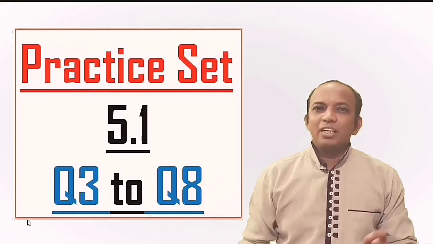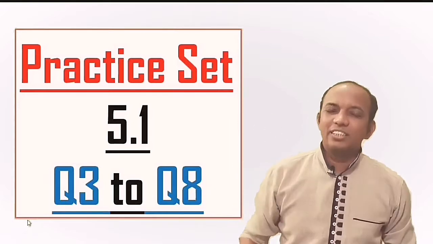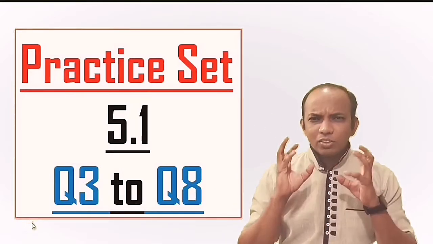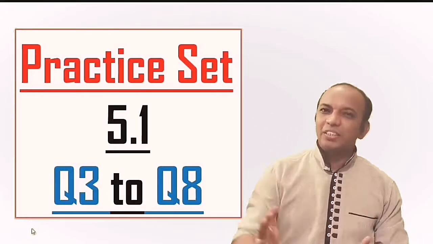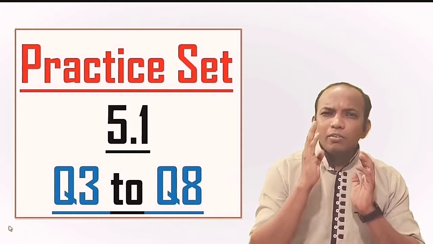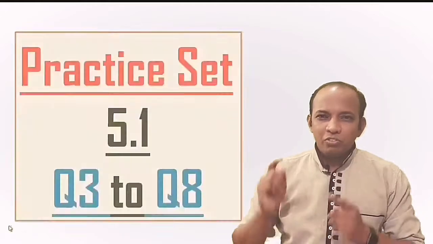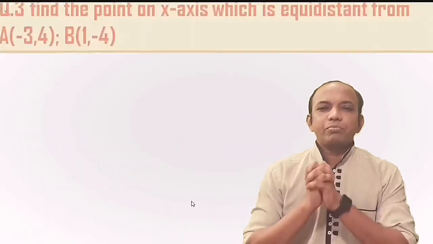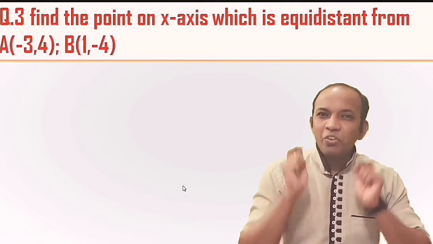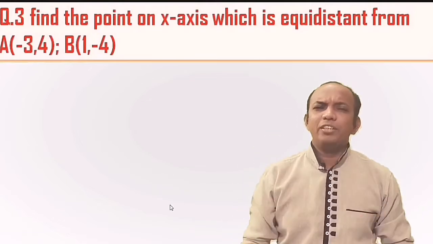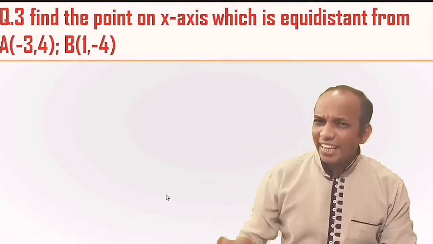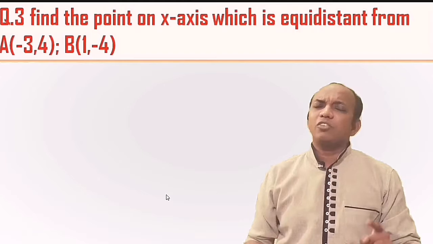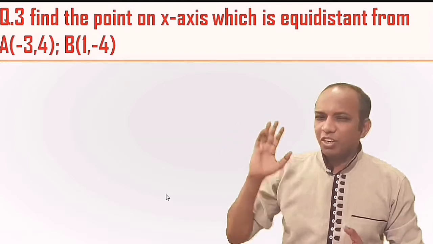In the previous video we learnt about the distance formula, and in today's lecture we will try to understand and solve a few sums which are based on the distance formula again. Here we go with the third sum on the board, which is from exercise 5.1. The question says we need to find a point which is present on the x-axis and equidistant from points A and B, which are given in the question.